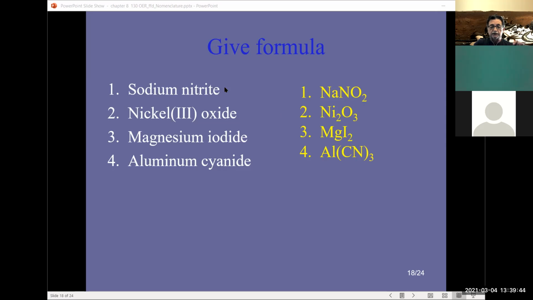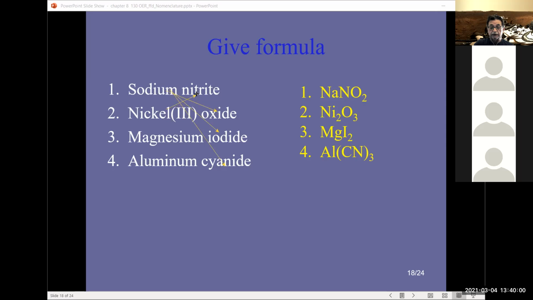Any questions about this? Again, mix and match. I can't overemphasize that. Nickel and the oxide, sodium and the oxide, sodium and iodide, sodium and cyanide, etc. Nickel nitrite, nickel iodide, and so on. You can mix and match here. All right. Someone had a question?